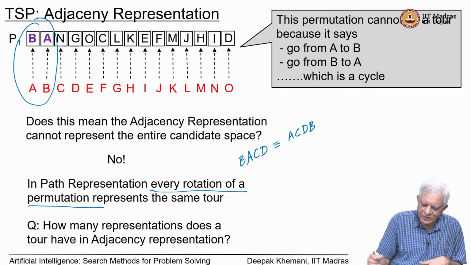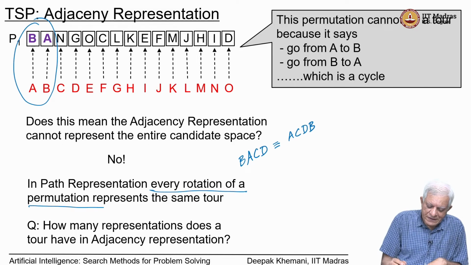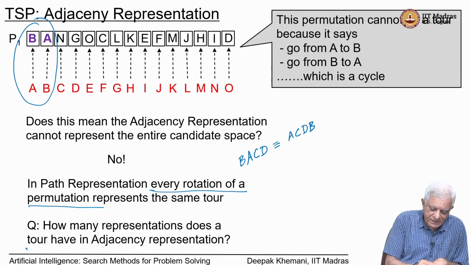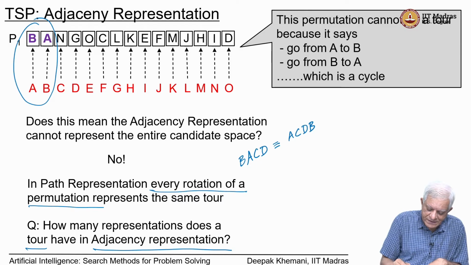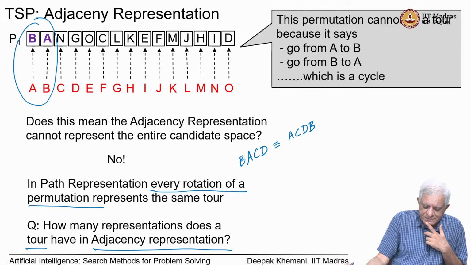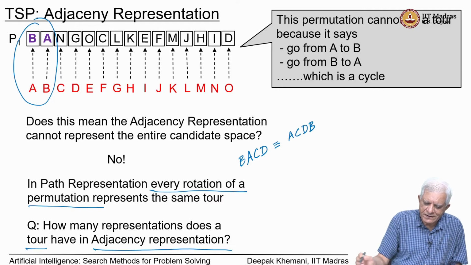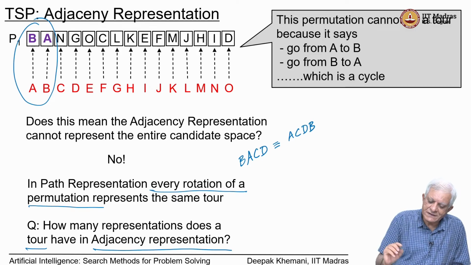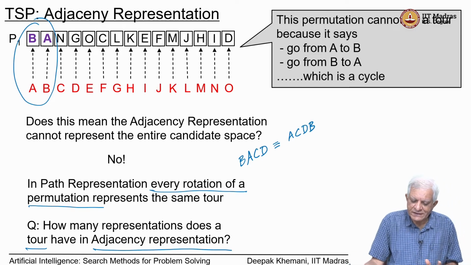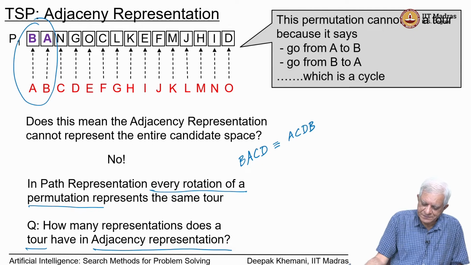So, I will leave you with a question: how many representations does a unique tour have in adjacency representation? And the hint is, the answer is not one, but it is not that every tour has many representations. I will leave this for you to ponder over, but the point is that there are certain permutations of the cities which are not valid tours in the adjacency representation essentially.